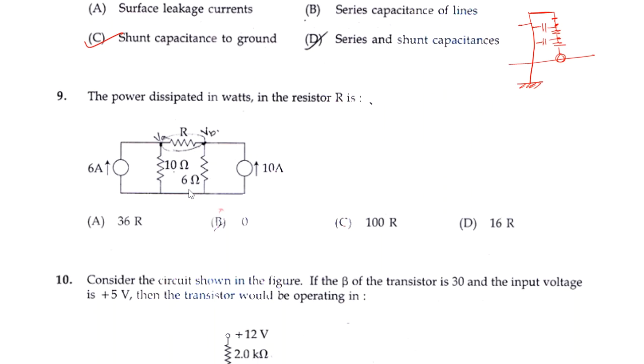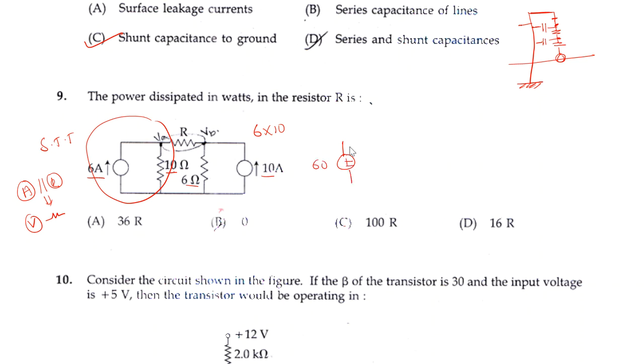Next one, the power dissipated in watts in the resistor R. So simply see here: 6 amps, 10 ohms, 6 ohms, 10 amps. If you represent this network using the source transformation technique, I can convert a current source in parallel with a resistor into a voltage source in series with the resistance. Based on that concept, I'll redraw the circuit. That is V into I, that is 6 amps into 10. So 6 into 10 will be what? 60 volts. So plus or minus 60.